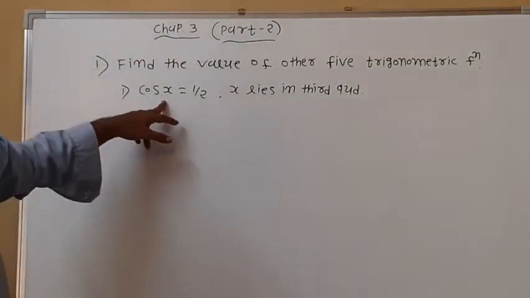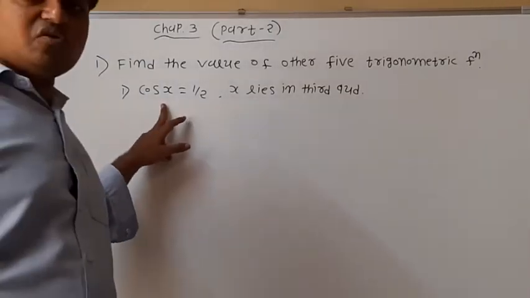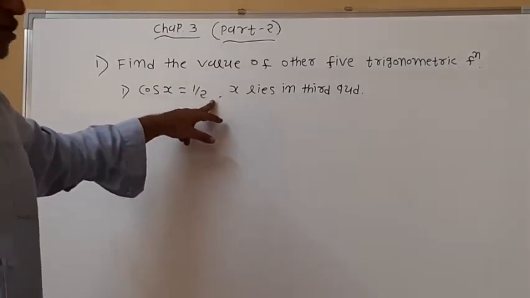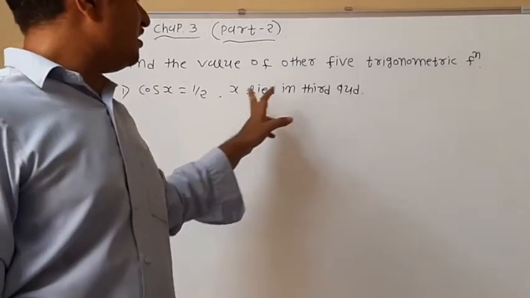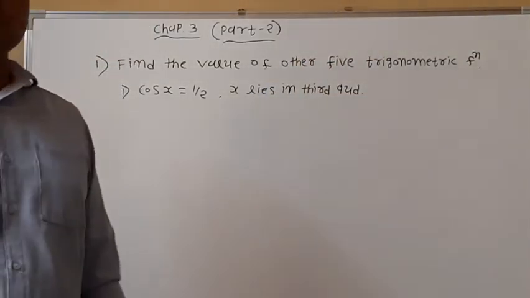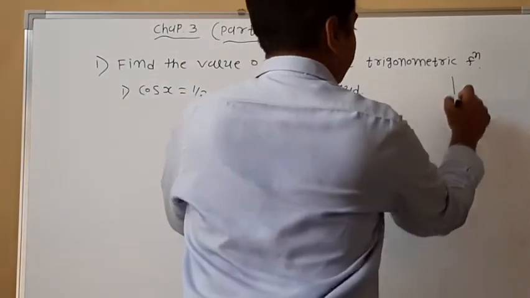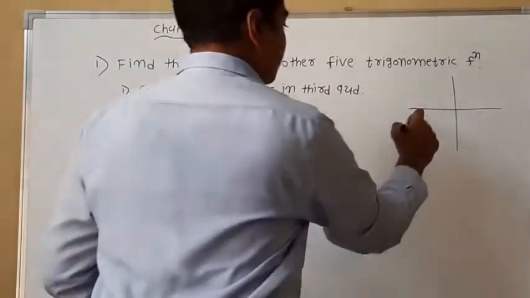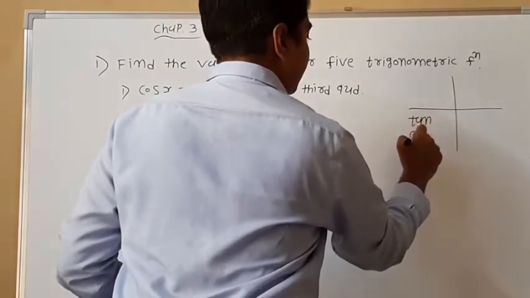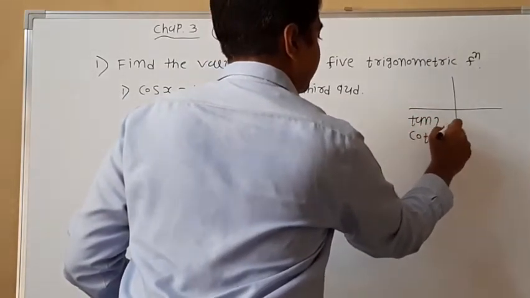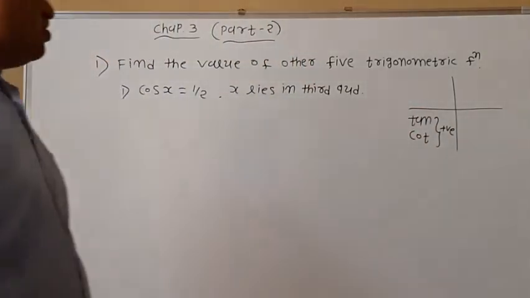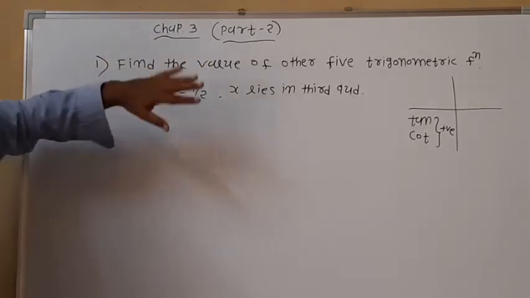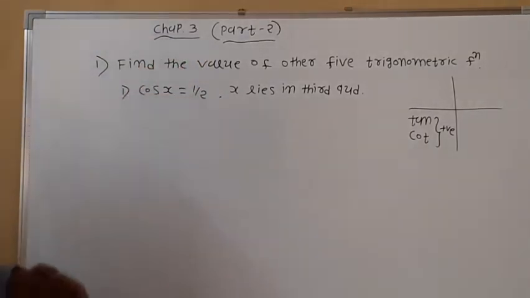There are six trigonometric functions in total. Here cos x is equal to 1 by 2, that means one trigonometric function is given, and the condition is that x lies in the third quadrant. First of all, draw the quadrants, and in the third quadrant we know that only tan and cot are positive. Now cos x is equal to 1 by 2, and we know that sec x is equal to 1 upon cos x.